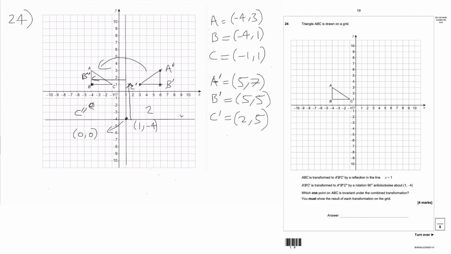And then lastly, we have our A prime, which has the coordinates 5, 7. Given that it had an original x coordinate of 5, it now has a y coordinate of 5. And given it had an original y coordinate of 7, it now has a new x coordinate of -7. And then we could just join these together. This is going to be our new translated shape. So going to the question, which says, which one point on ABC is invariant under the combined transformation? Invariant means unchanging. We can see here that we have an original B coordinate of -4, 1. And once we've completed these transformations, our B double prime is also the coordinate -4, 1. So the point B is invariant.